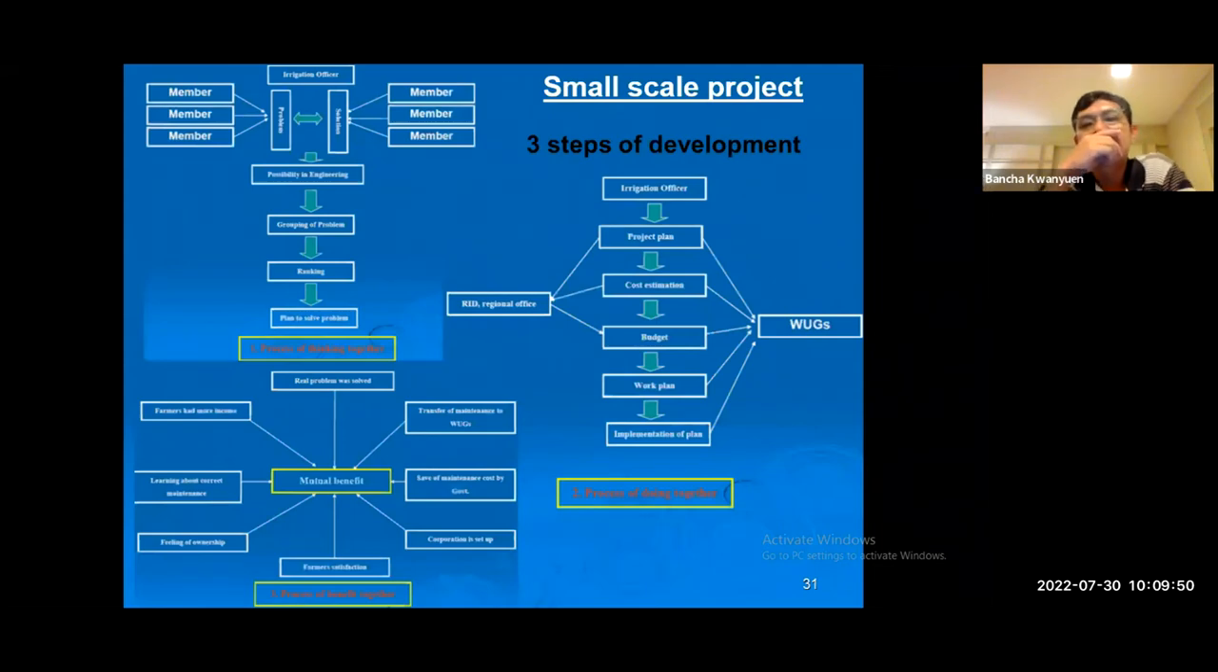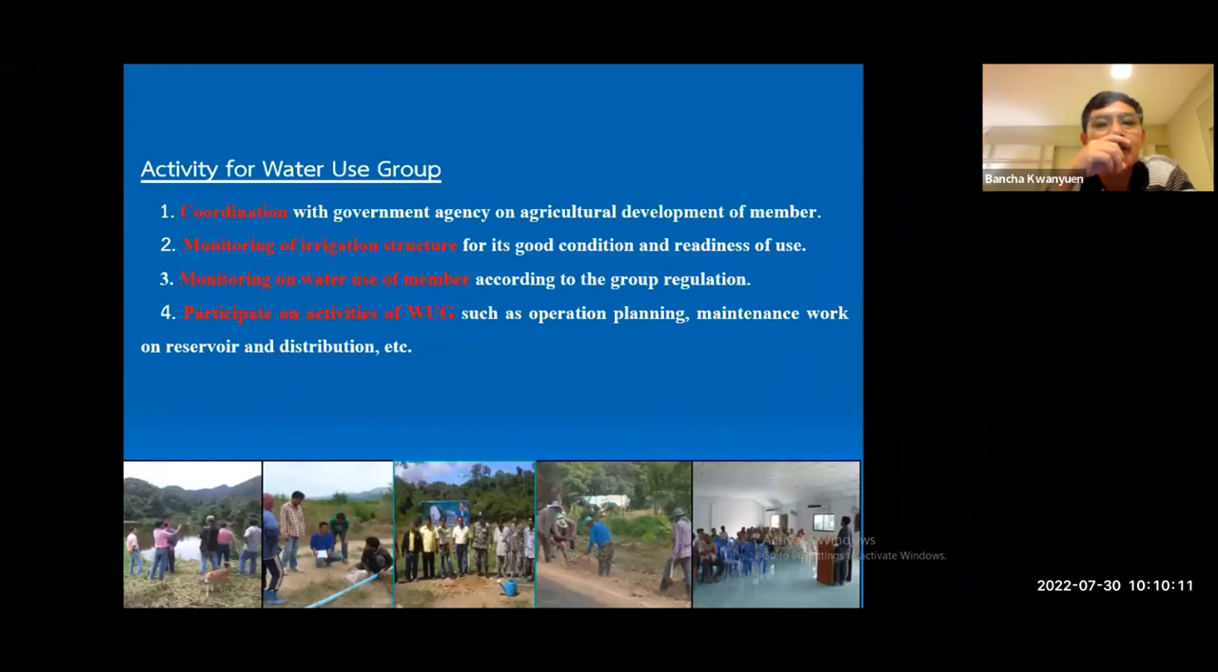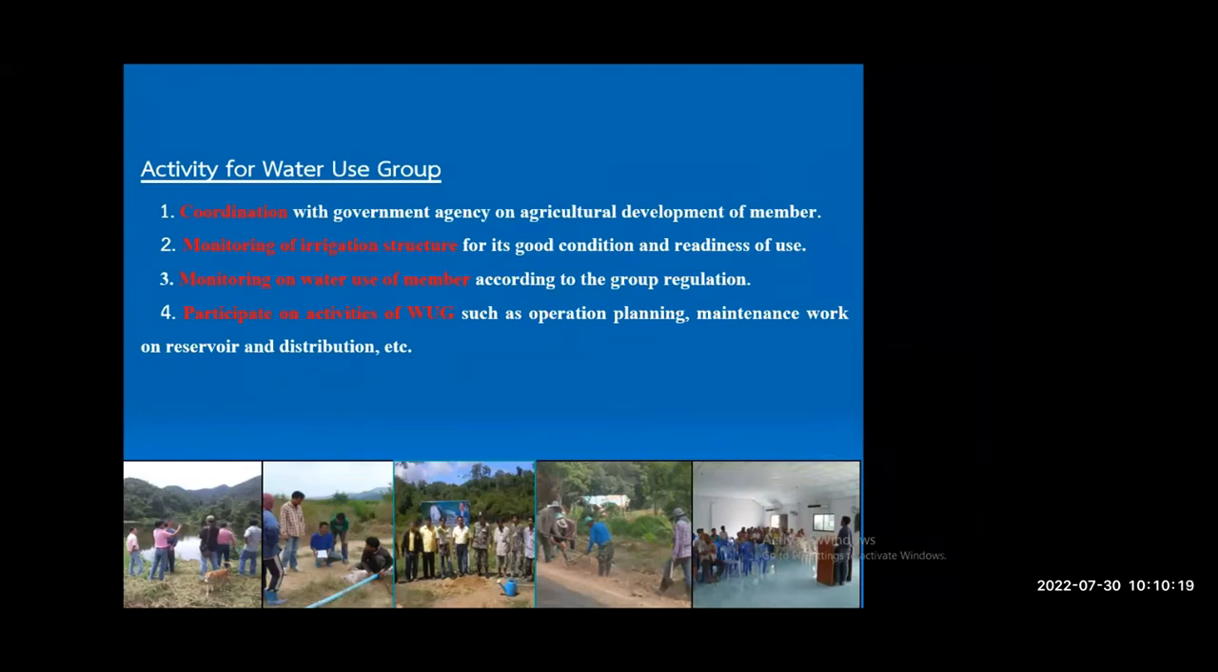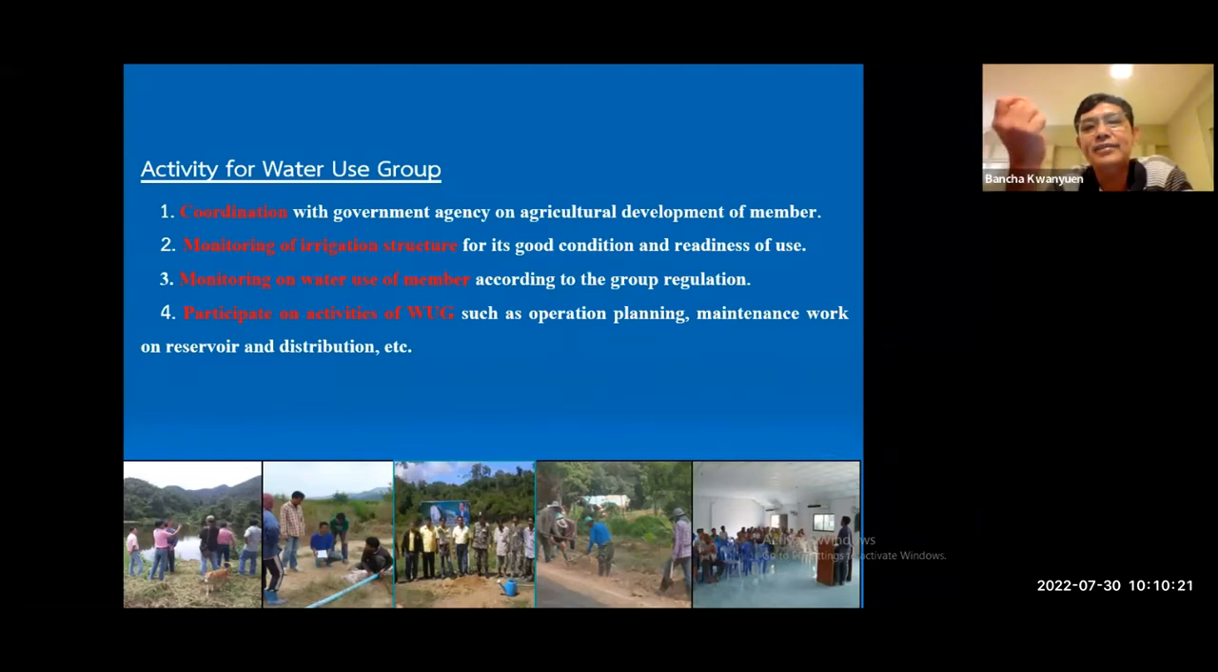In order for this PIM to be successful, people have to think together on the process. We have to show up here, proceed together, and of course have benefits together. This is just a summary of the equity of the water user group. They can have coordination between the government agency and the members of the group, and they can have monitoring of the irrigation structure.